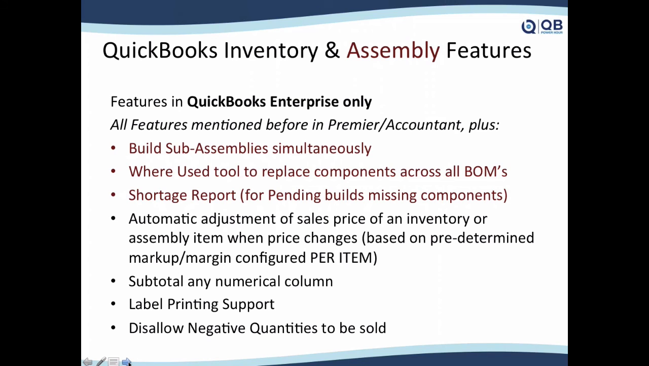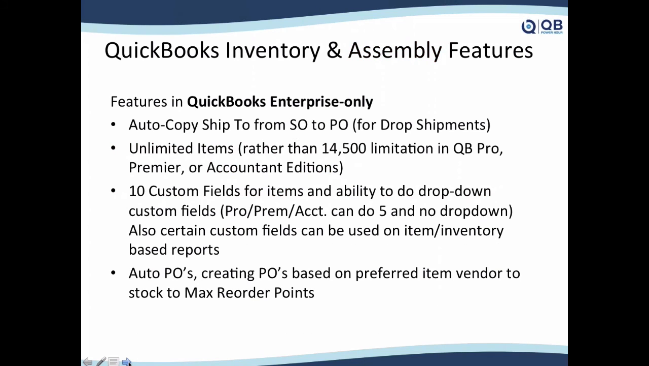You also have a feature where you have the option to disallow customers from selling a product that's negative. QuickBooks Premier and Accountant will still allow you to sell negative. QuickBooks Enterprise only can do auto copy ship to from sales order to PO. So that's actually really good for drop shipments. That way you don't have to retype the ship to address whenever converting a sales order to a PO. That was actually added in 2016.